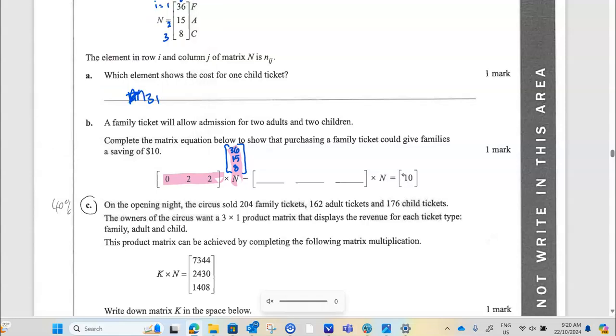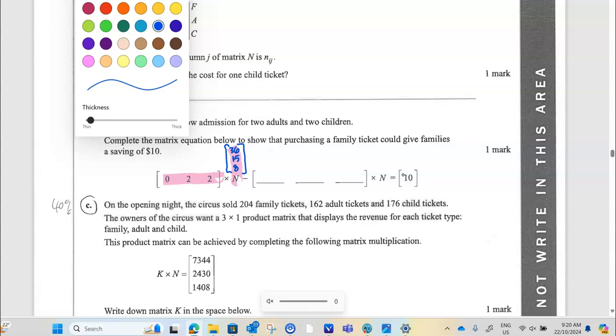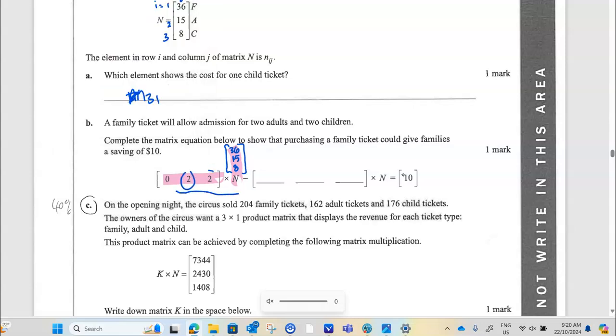So if you look, what was this? The cost of purchasing a family ticket. We complete the matrix to show that purchasing a family ticket would give the families a savings of 10. You can see this bit here. This is when you buy 2 adults and 2 kids, and that gives that price. Then they're going to minus. Obviously that's going to cost more than a family ticket, because the family ticket's probably more economical. So here's where you're working out the family ticket. We just want 1 family ticket and 0 of the adults and things.